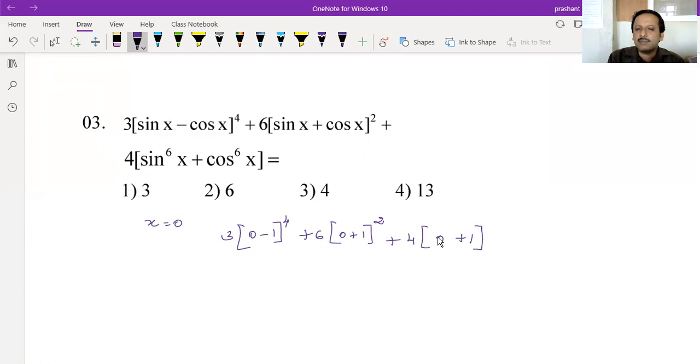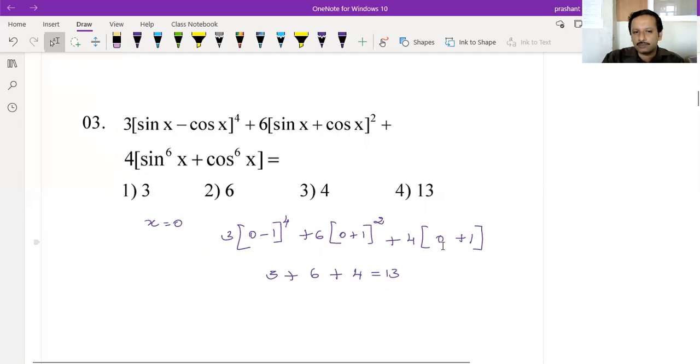Okay. So this is minus 1 whole power 4, which is 1. 3 into 1 is 3. Plus here 1 square is 1, 6 into 1 is 6. Plus 4 into 1 is 4. Add them. The sum is equal to 13, which is the fourth option.